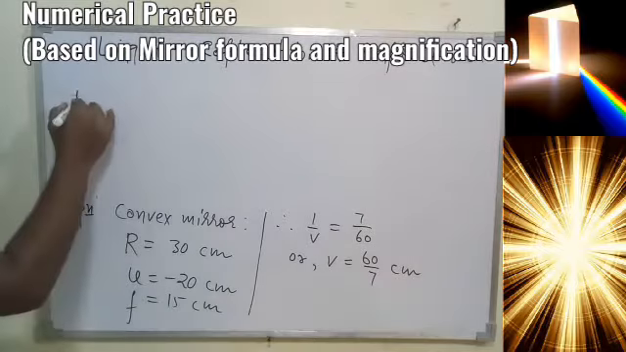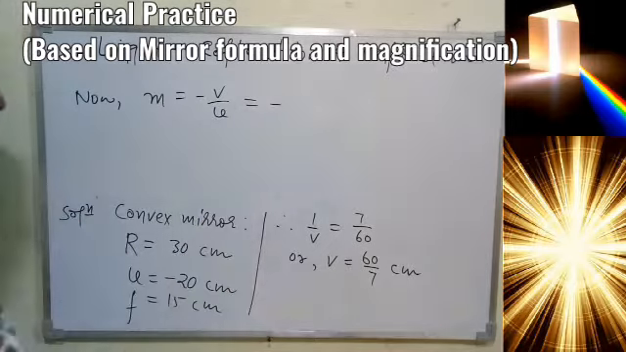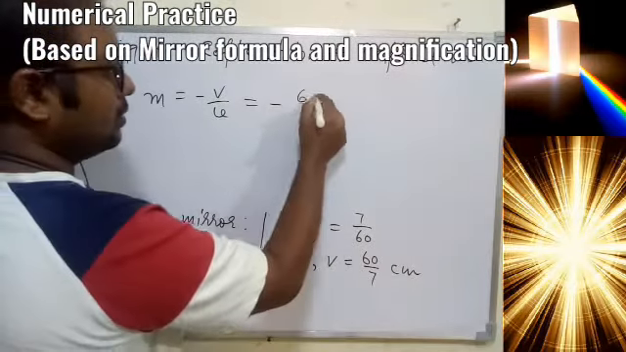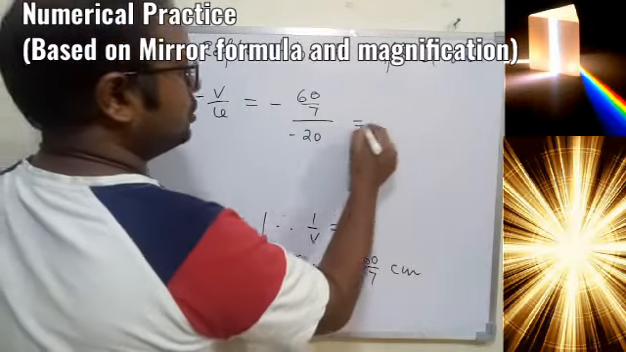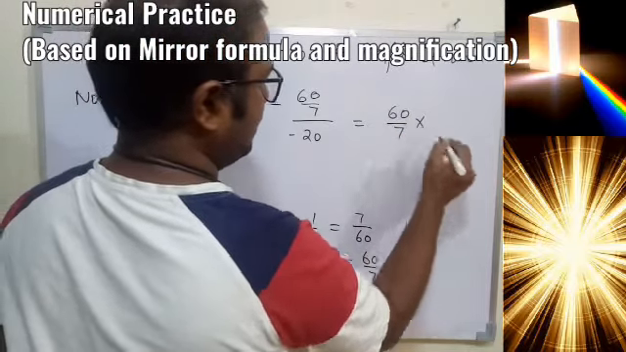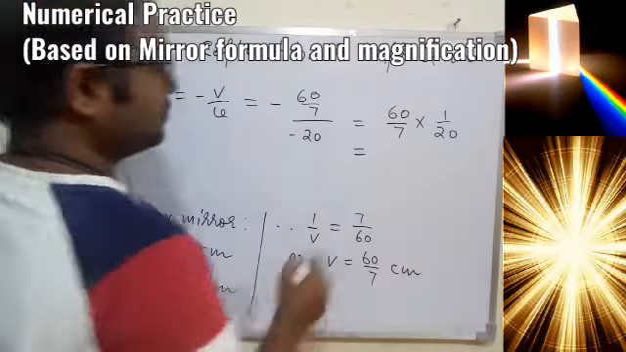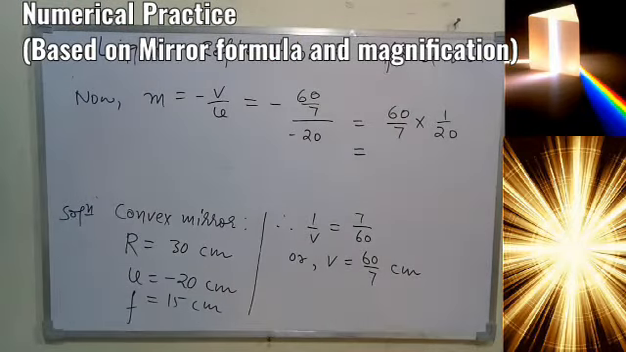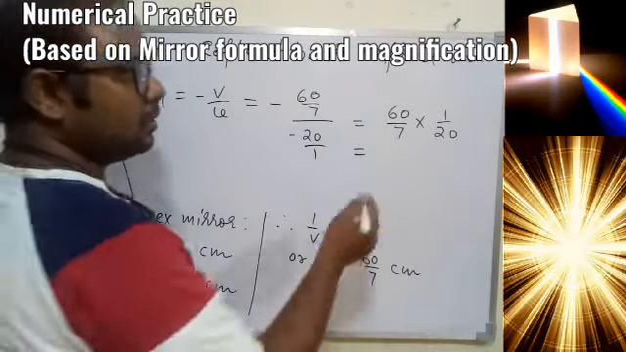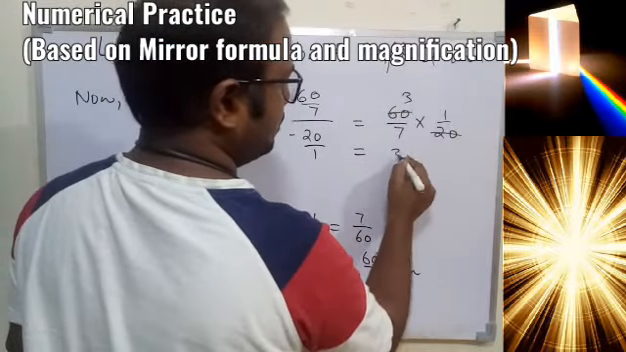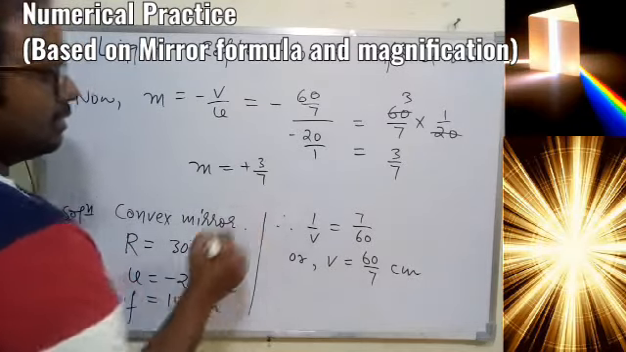Now you know m is equal to minus v upon u, and v is how much? 60 upon 7, and u is how much? Minus 20. So this will become 60 upon 7 into 1 upon 20 only. This is 20 by 1, so 1 upon 20, and minus minus will be plus. So this will be 3 upon 7. So m we are getting plus 3 upon 7.